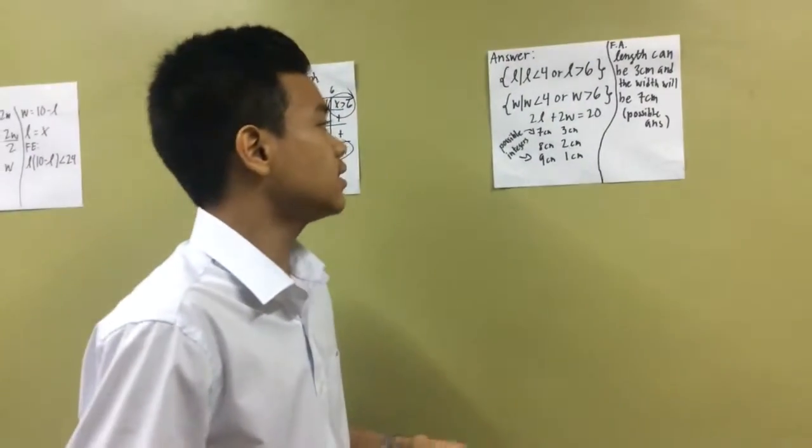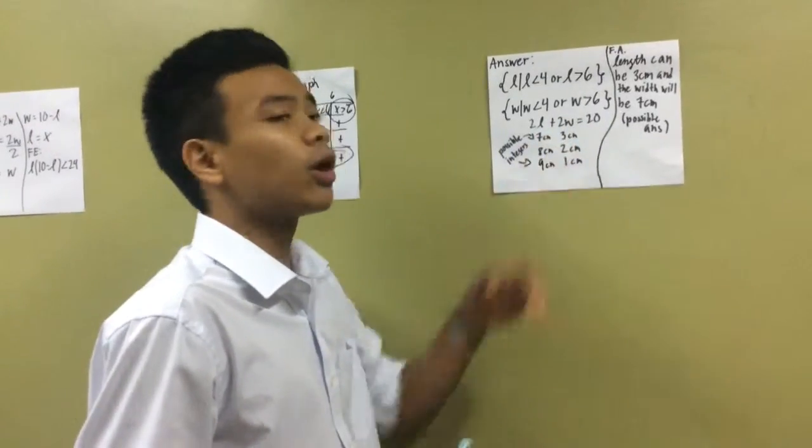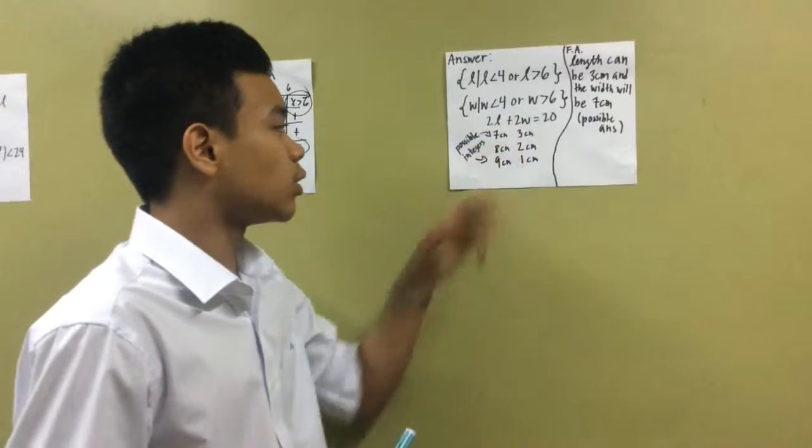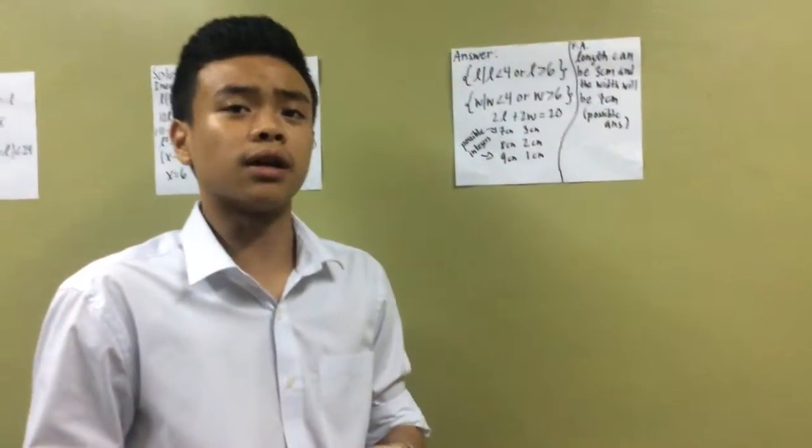8 times 2 is 16. 2 times 2 is 4. When you add that, it becomes 20. 9 times 2 is 18. 2 times 1 is 2. When you add that up, it becomes 20.